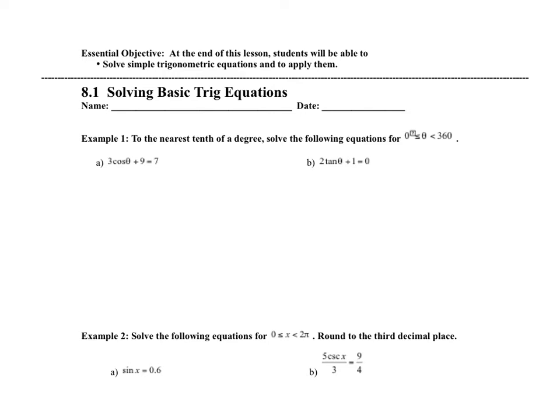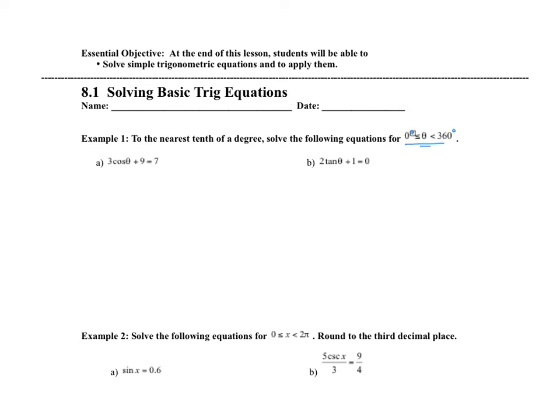The first lesson is on solving basic trig equations, and we'll just be putting together what you already know about solving equations and what you've already learned about using inverse trig functions to find missing angle measures. You'll notice in the first examples, it's asking you to solve the following equations to the nearest tenth of a degree over the domain from 0 to 360 degrees. So you're going to need your calculator, and you need to make sure that it's in degree mode.